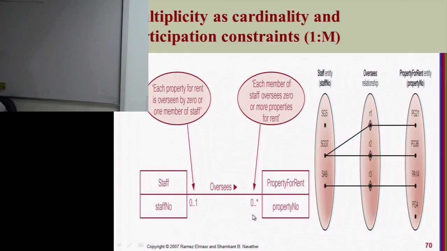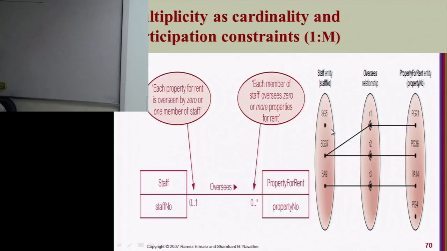Now, let us look at the multiplicity here. This says that each staff oversees more than one property. Yes, it oversees more than one property. However, not every staff can oversee properties, right? Some staff are accountants, some staff are managers, and so on. So not every person is taking care of a property. So here is a 0. So if these are the staff members, not every staff is managing, controlling or overseeing a property, right?